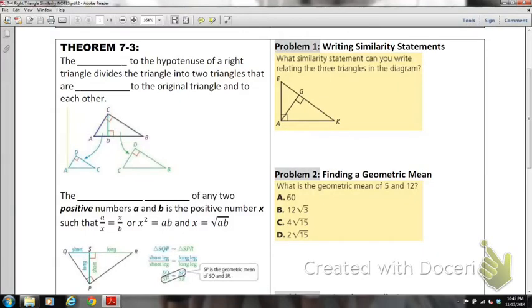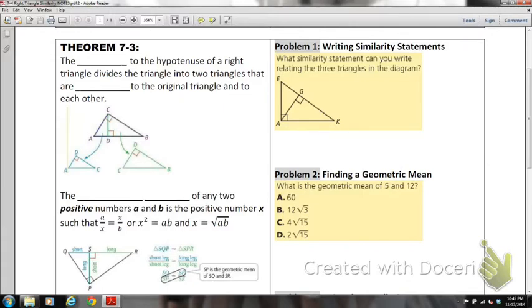In this lesson, you will learn about right triangle similarity, specifically as it applies to right triangles. The objective is to find and use relationships in similar right triangles. So the first theorem that we have has to do with an altitude. Remember, an altitude is a segment that goes from a vertex of a triangle perpendicular to the opposite side.